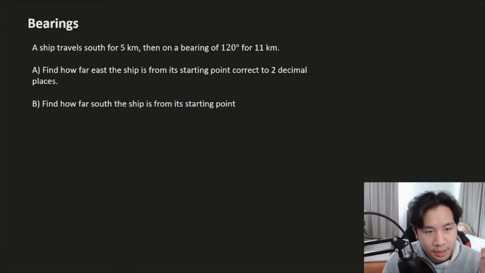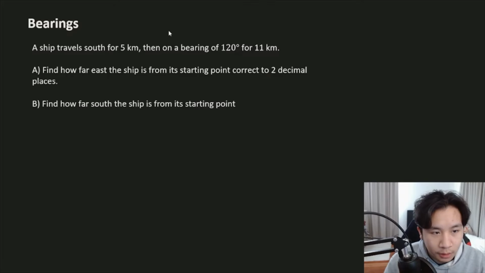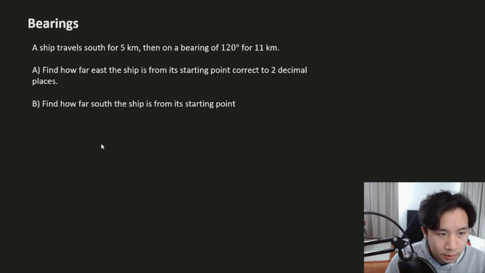All right, so let's look at this question. A ship travels south for 5 kilometers, then on a bearing of 120 degrees for 11 kilometers. Find how far east the ship is from its starting point, correct to 2 decimal places. What's annoying is that they don't give us a diagram, so you do have to draw it out. We know that the ship travels south 5 kilometers, so maybe here somewhere. This is 5 kilometers.